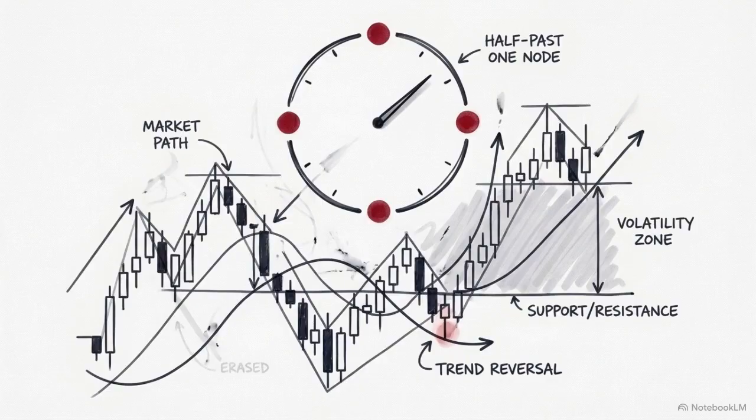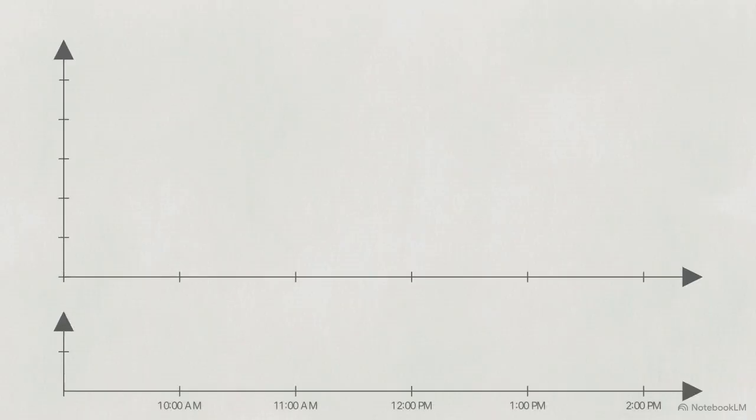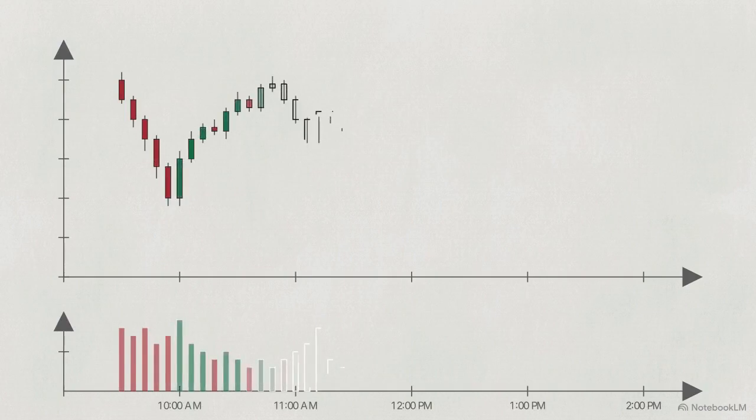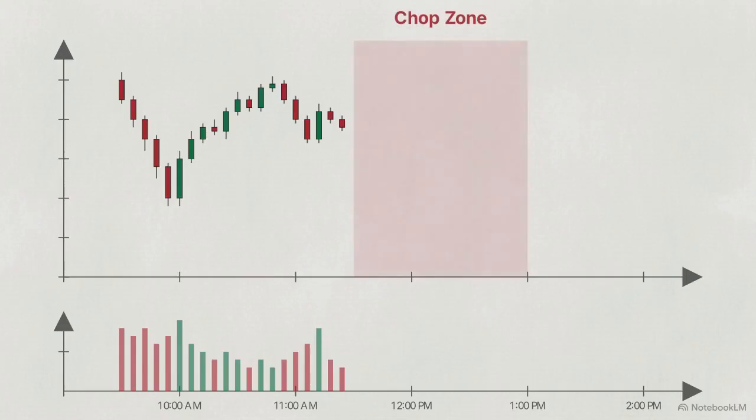Even with flawless geometry and correct momentum, an A-plus setup requires a third variable, chronological permission. The validity of market structure decays depending on the exact time of day, regardless of how perfect the visual setup appears. Look at this intraday timeline. Between 11:30 a.m. and roughly 1 p.m., the market enters a temporal window classified as the chop zone.